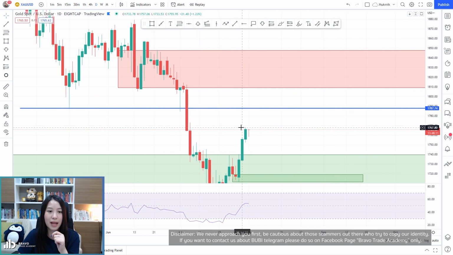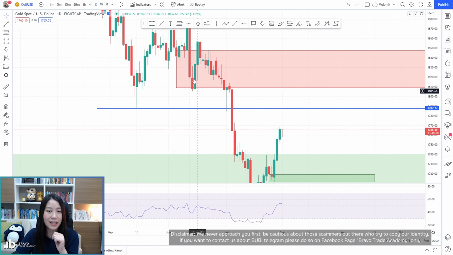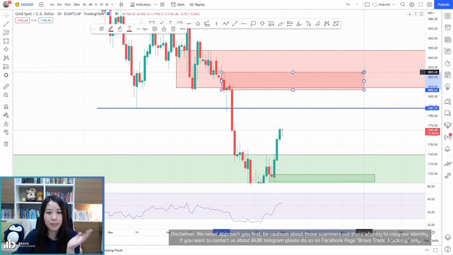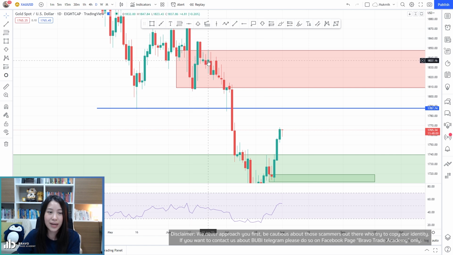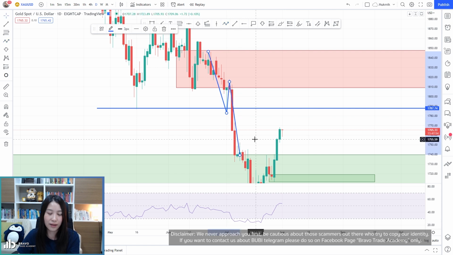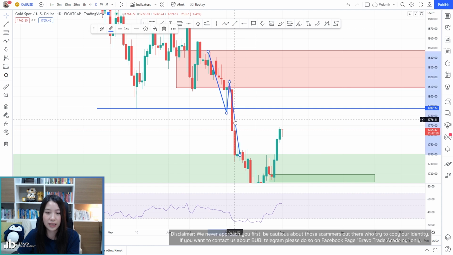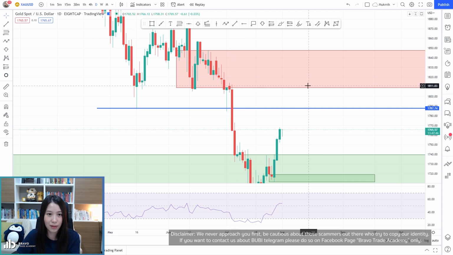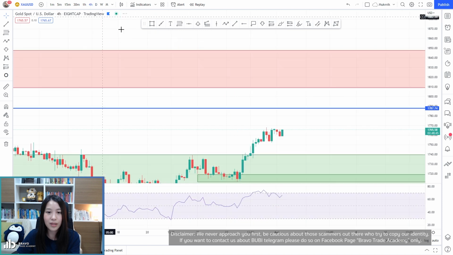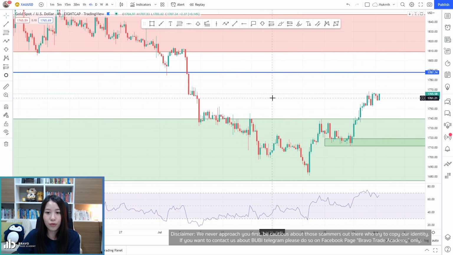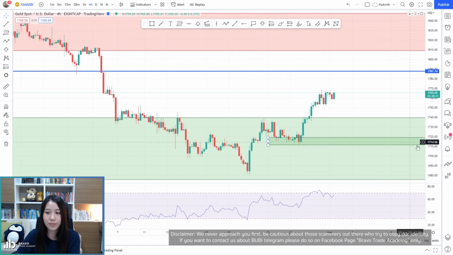What about the supply zone? I would say that it's not quite clear. If you ask, is this the supply zone? I would say no, because if you drop down to the 4-hour time frame, you will clearly see that this one is a swing. It's not forming any base there, so I would not consider it a supply zone. Alright, so let's drop down to the 4-hour time frame.